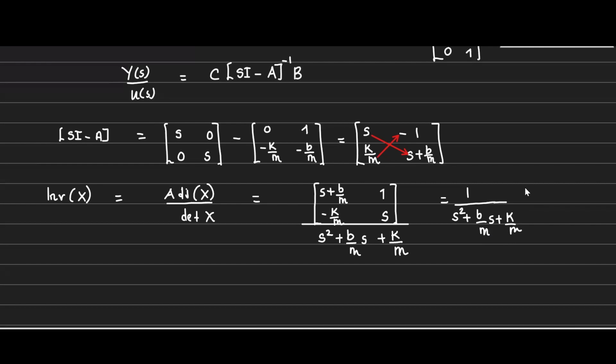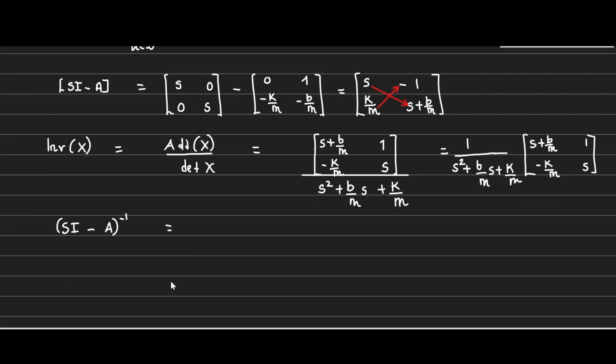And then I'll multiply this by the adjoint matrix, okay? So the adjoint matrix is S plus B over M, and then negative K over M, and then here 1, and we have S here. Okay, so this is it. So what we found here is sI minus A inverse. Let me just take it here.